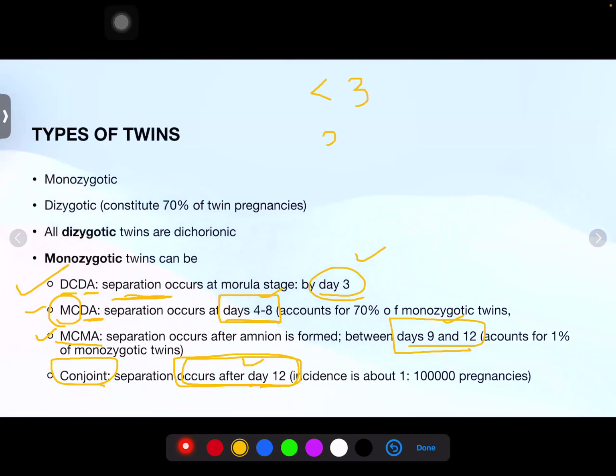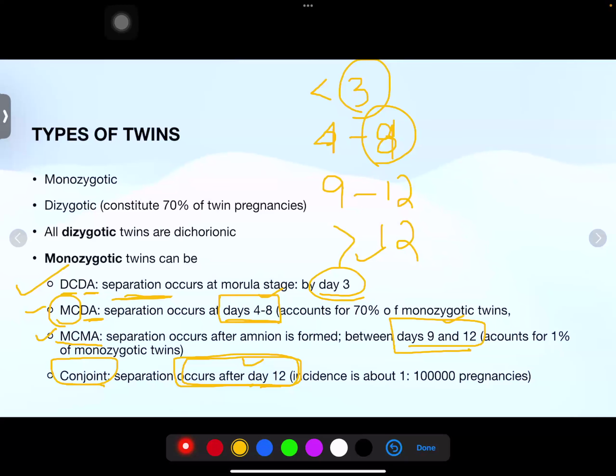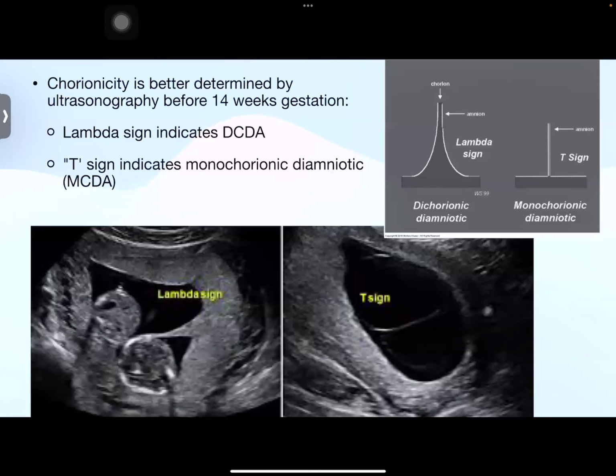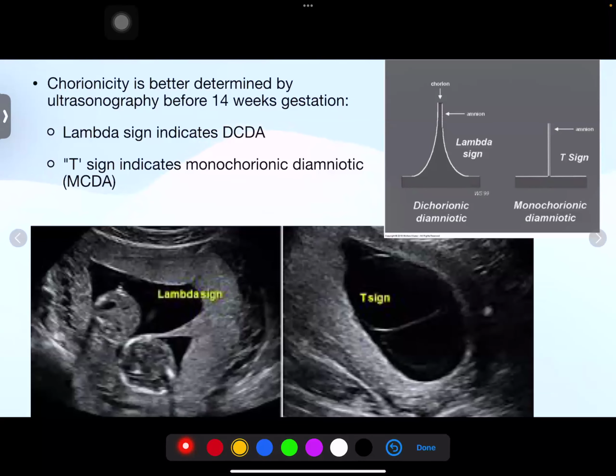Lesson 3, then 4 to 9, you can say 4 to 8, though it works fine with 9, then 9 to 12 and more than 12. So the 3 multiples you can remember: 3, 6, 9 and 12. So these days are important. Now this is a very, very important exam question as well.